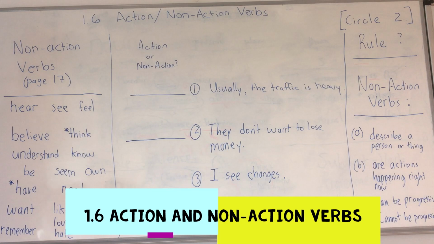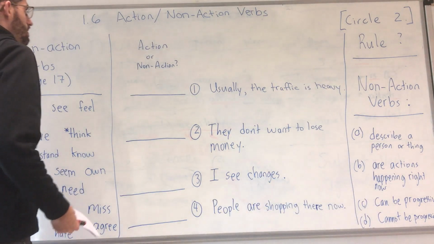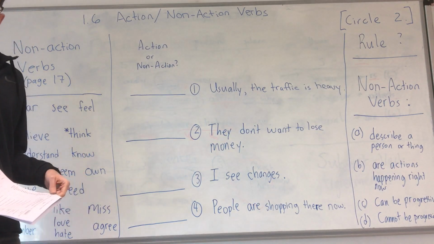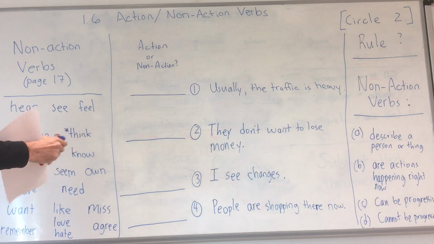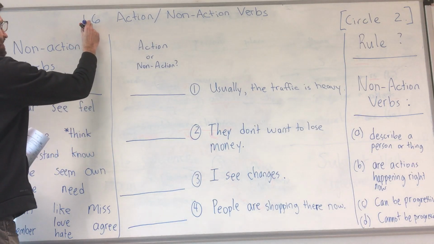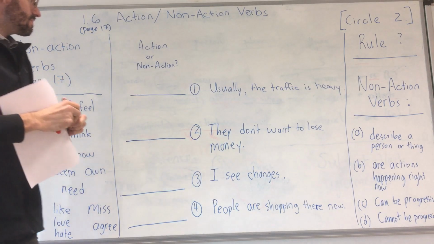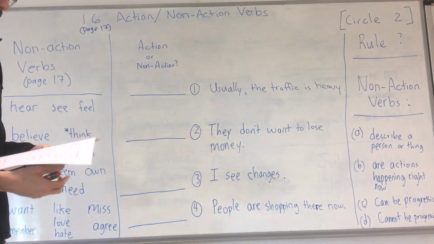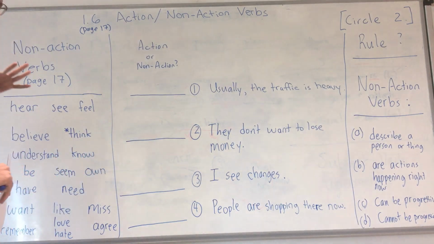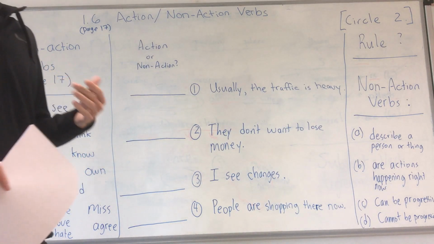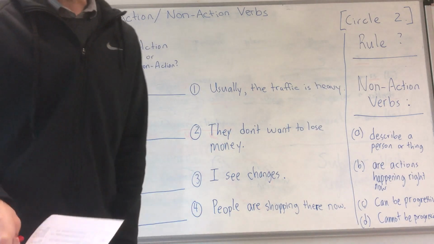So this lesson is about action and non-action verbs. This is in Azar chapter 1.6, page 17, okay? Page 17, all right. So we have some different examples here. And last week we talked about actions happening right now, actions in progress.